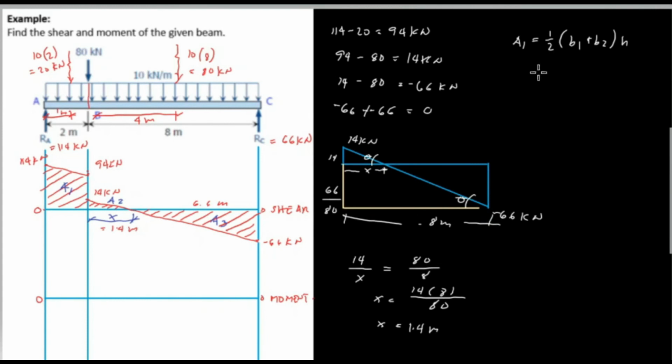So we have 1/2 of the two bases of the trapezoid of area 1, which is 114 plus the other side, which is 94, multiplied by the height or the distance, 2 meters. And then area 1 is solved. 114 plus 94 is equal to 208, divided by 2 times 2, or 208 kilonewton meter.